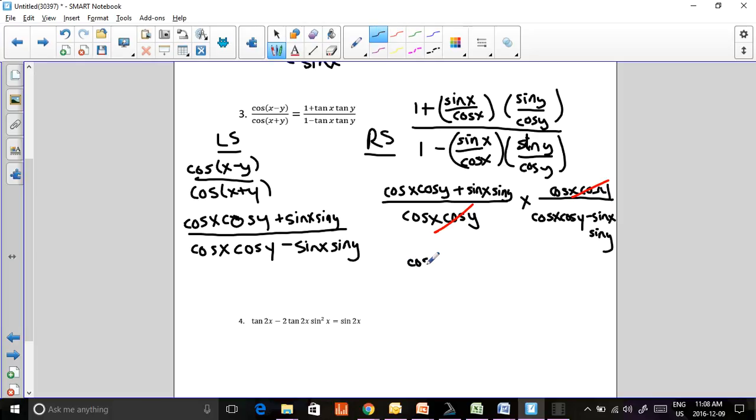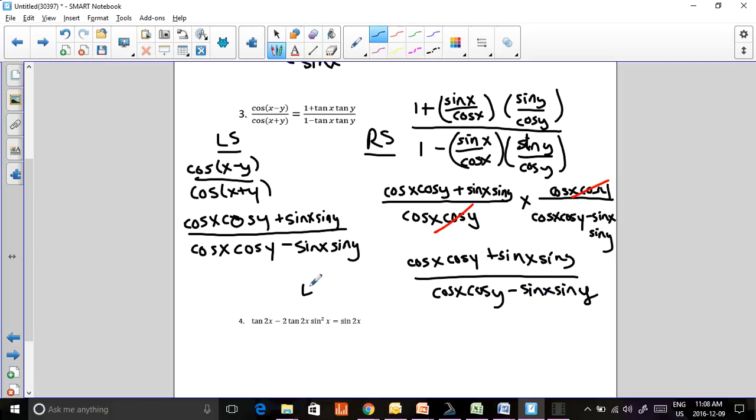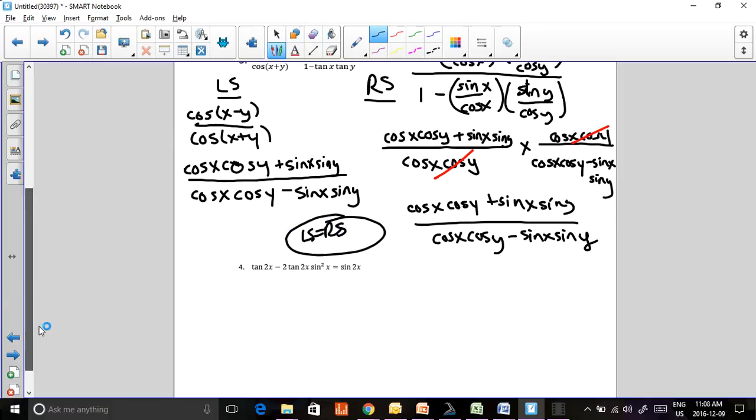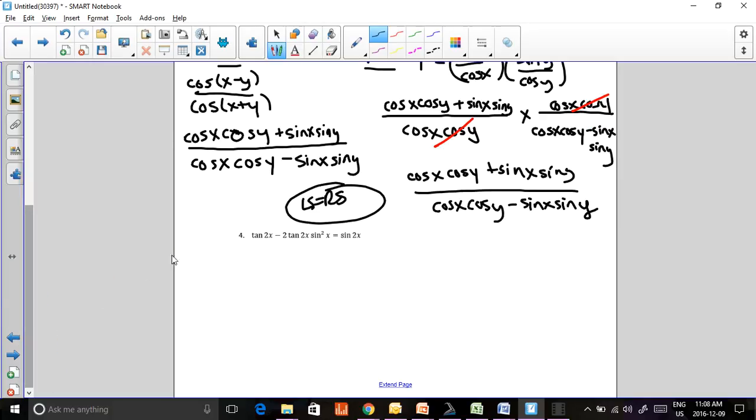Cos x cos y plus sine x sine y all over cos x cos y minus sine x sine y. And my left side equals my right side. Life is just fabulous. Feels good. All right.